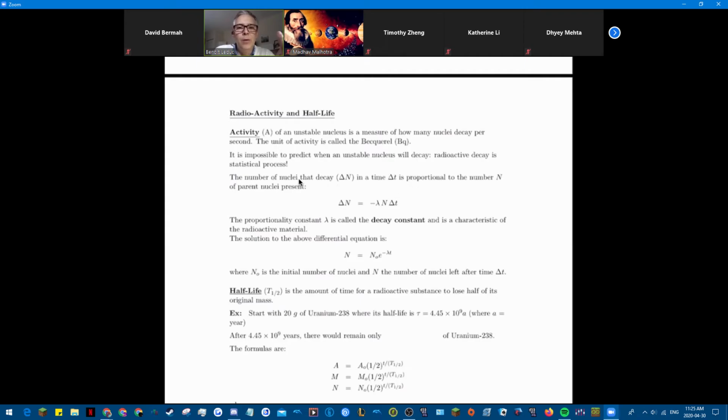The number of nuclei that decay in the time delta t is proportional to how many nuclei you're starting with. What it means is that the more radioactive substance you have, the greater number of nuclei will decay in a given amount of time. Since it's proportional, you put in front a constant of proportionality. The minus sign tells you it decays, so the number of nuclei goes down. The constant of proportionality is gamma, called the decay constant. Each and every material has a different decay constant.